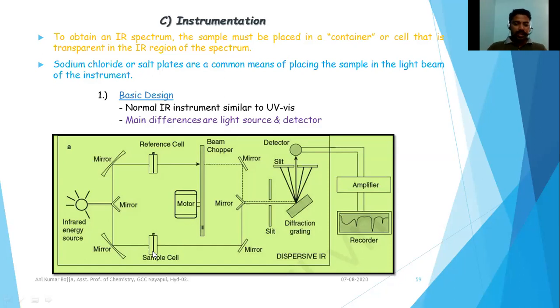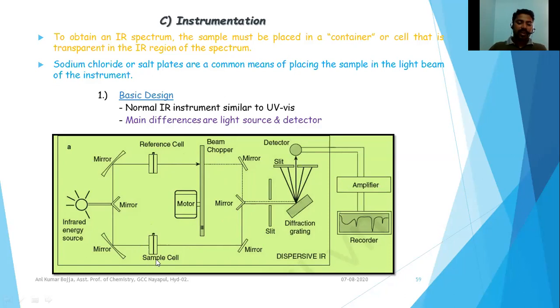So here there are two beams. One beam is hitting the reference cell and passing through the reference cell, and another beam is passing through the sample cell. Here you can see the two beams. Let us concentrate first here. The radiation is passing through the sample, so here the important procedure takes place. Whatever physical change is happening in a molecule happens here only.